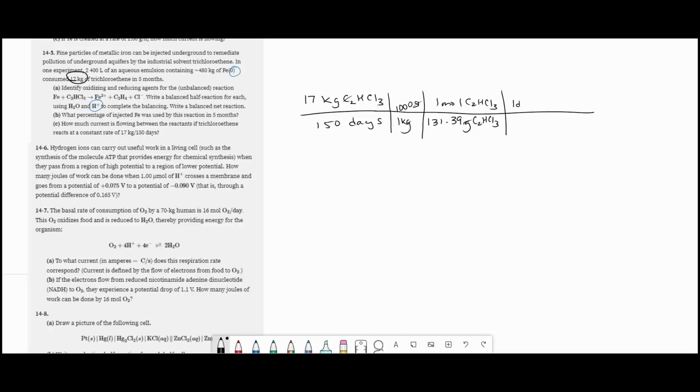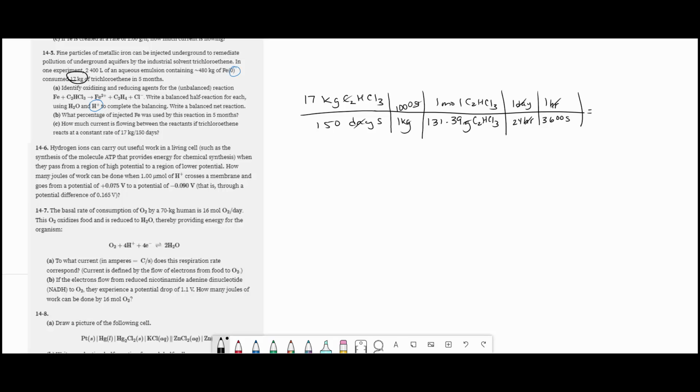And let's take our days. So 1 day is 24 hours, and you can break this up any which way you need to. 1 hour is 3,600 seconds. So where are we now? We've done days, we've done hours. So now we have moles per second. That's a good place to start.